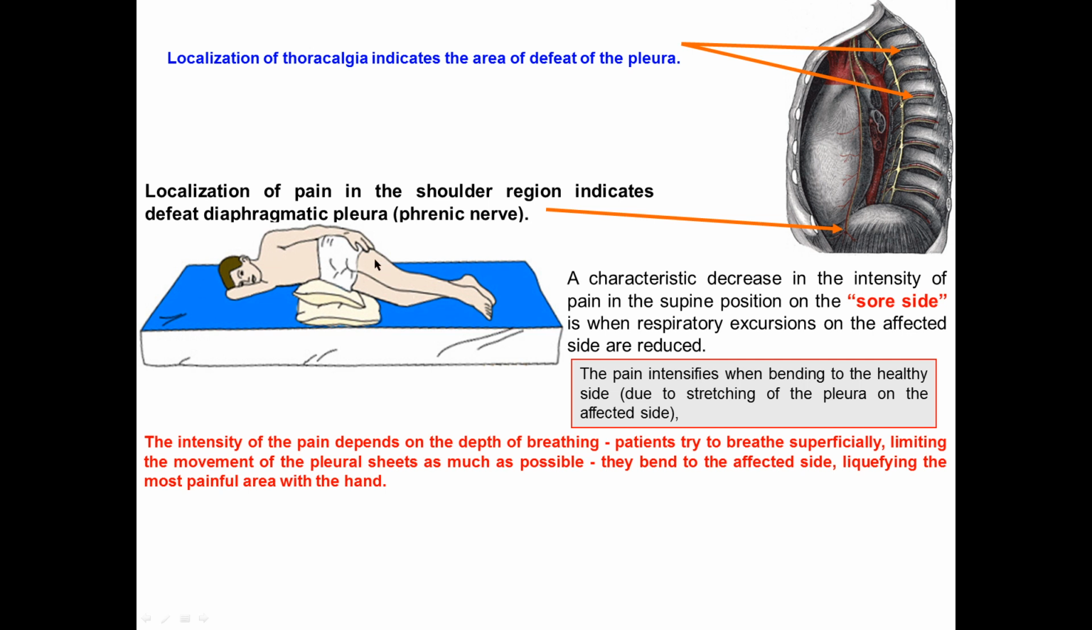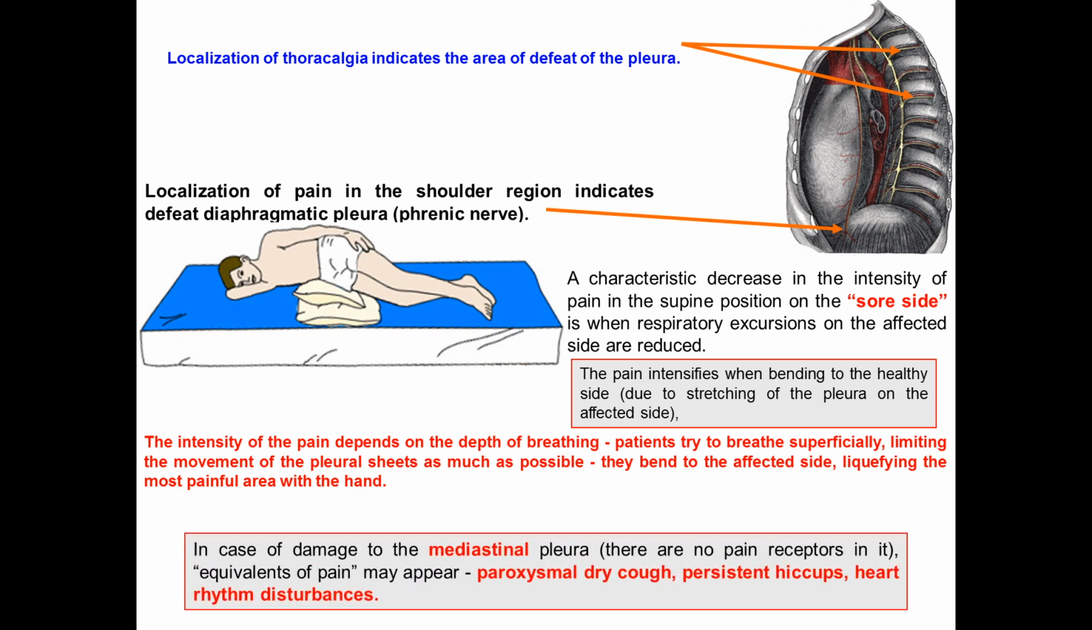He is lying on the sore side, when respiratory excursions on the affected side are reduced. Pain intensifies when bending to the healthy side due to stretching of the pleura. The intensity of pain depends on the depth of breathing. Patients try to breathe superficially, limiting the movement of the pleural sheaths as much as possible. They bend to the affected side.